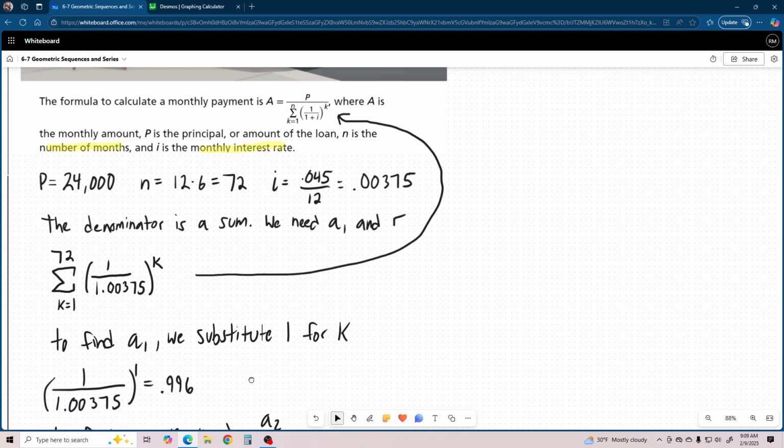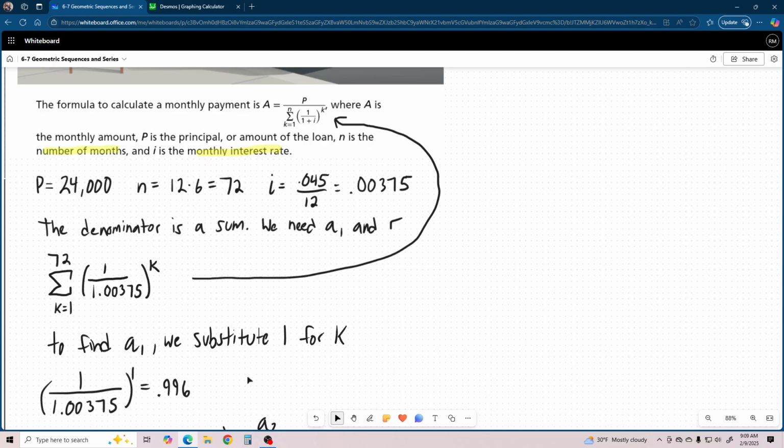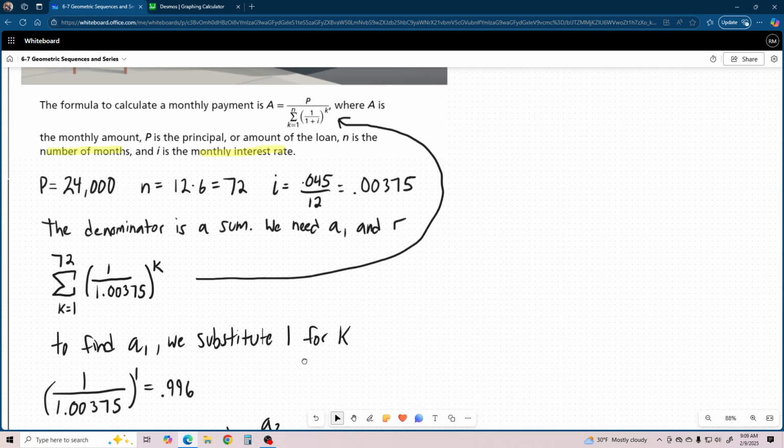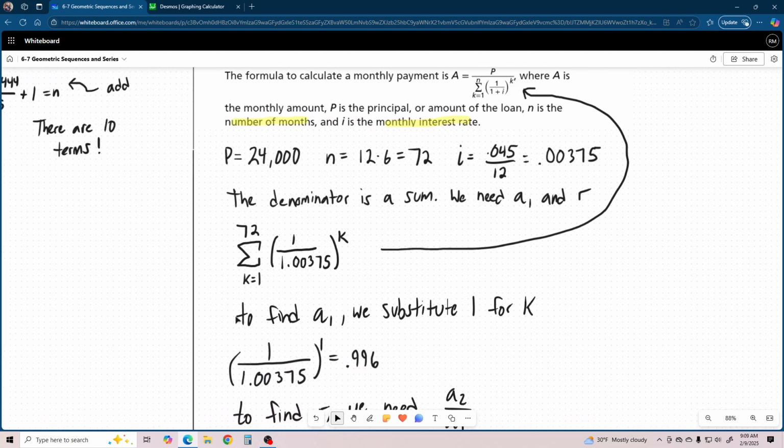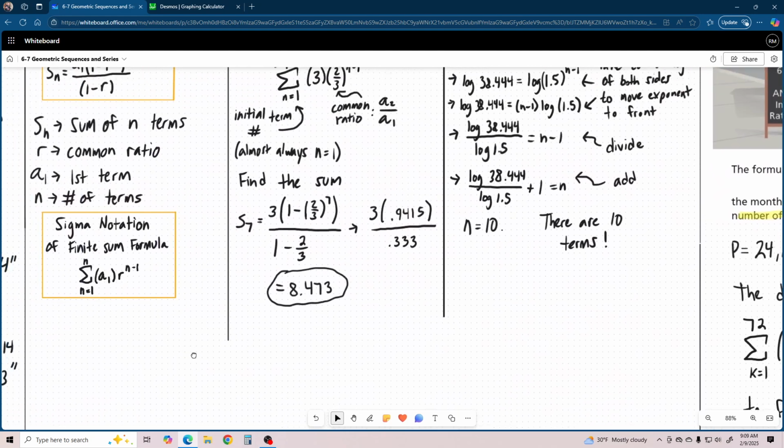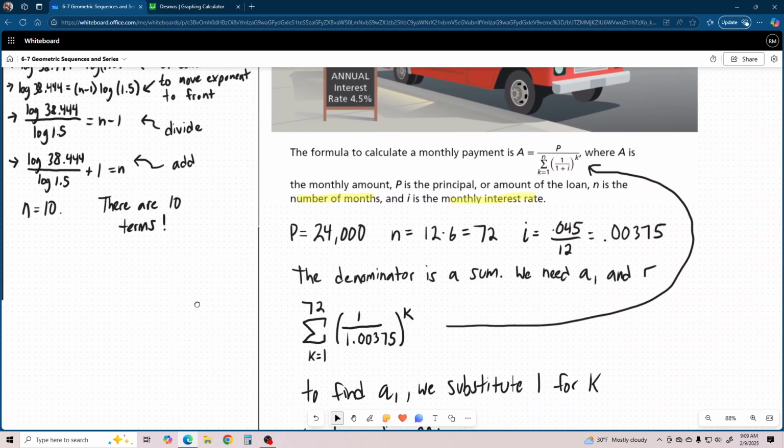All right. So to find a sub 1, we substitute 1 for k. This is something we haven't had to do yet, but if we're finding our initial term, we just need to know what this value is when k equals 1. So at our first term, what is this? Well, it's simply 1 over 1.00375, which is 0.996. So our a sub 1 is 0.996. We need to know this because when we plug it into our sum formula, the one that we learned here, we need to know what our a sub 1 is.